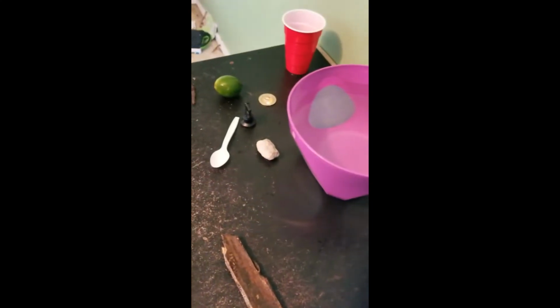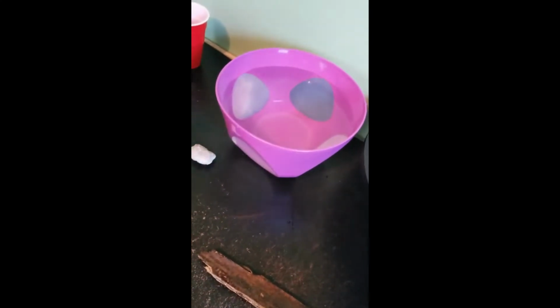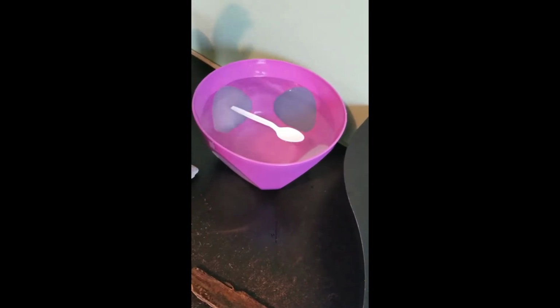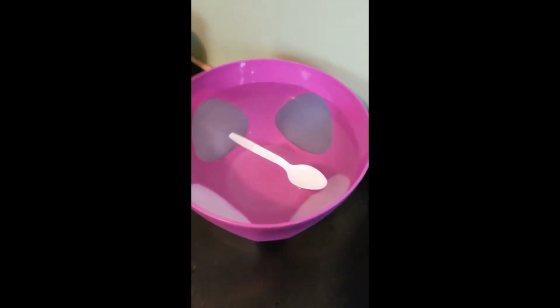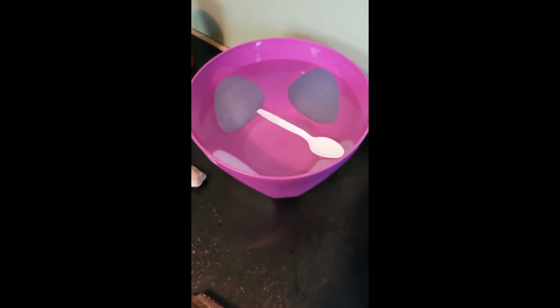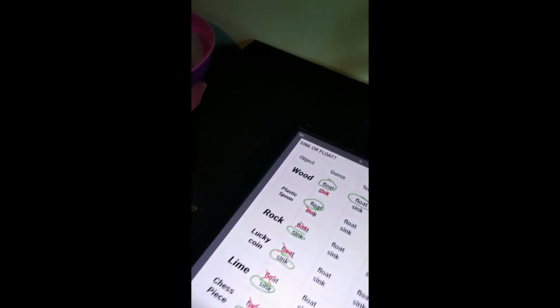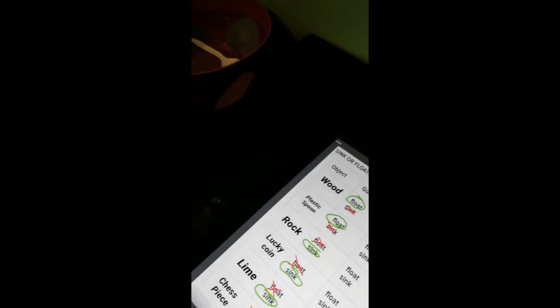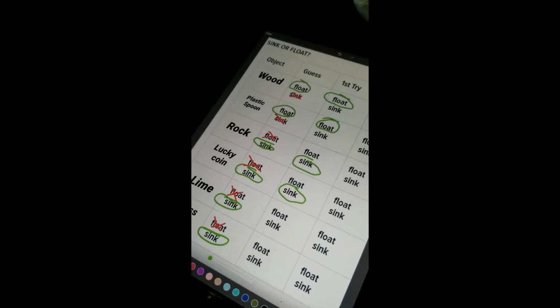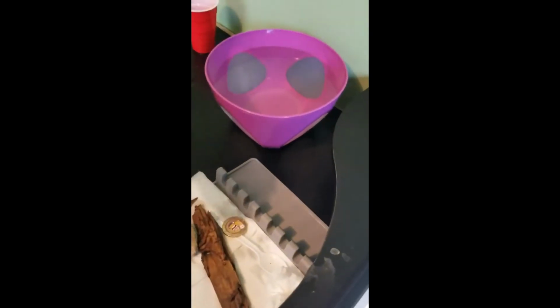Plastic spoon. So go ahead and test out the plastic spoon. And as you can see, it floats. Okay. So we're going to continue going on with this, and then we'll give you the results at the end. All right, so we saw that the rock sank and the lucky coin also sank. Let's go ahead and try the lime. Go ahead, Jordan.